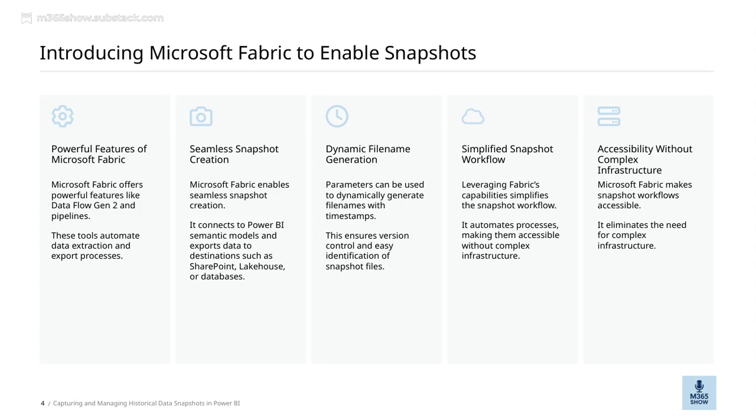One of the key features is the ability to use parameters to dynamically generate file names. This is especially useful because it allows you to include timestamps, which helps with version control and makes it simple to identify different snapshot files at a glance. Microsoft Fabric also enables seamless snapshot creation. It connects directly to Power BI semantic models and can export data to various destinations like SharePoint, Lakehouse, or databases. This integration ensures your snapshots are readily available wherever you need them.